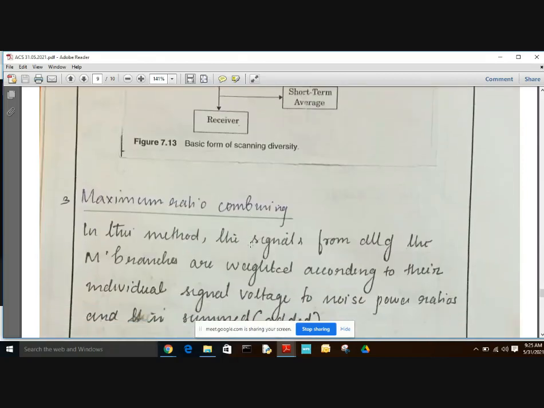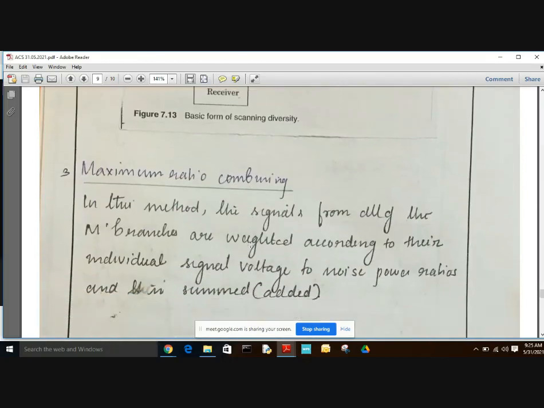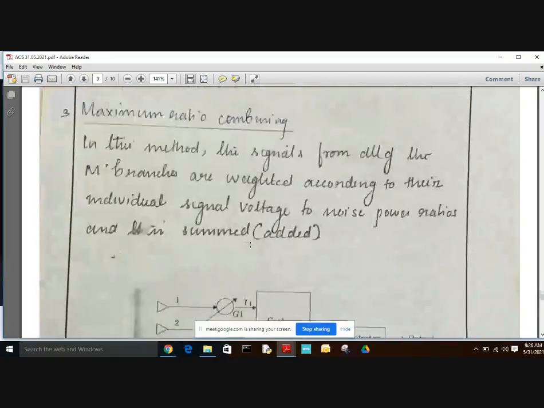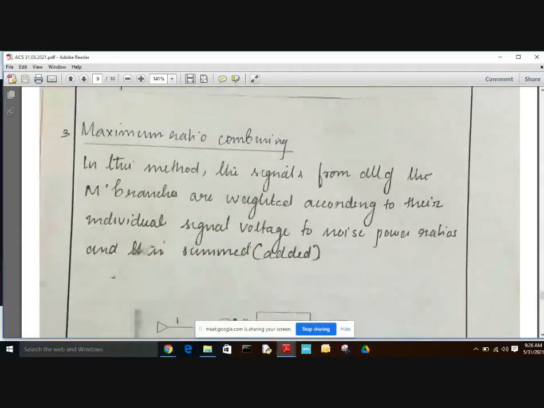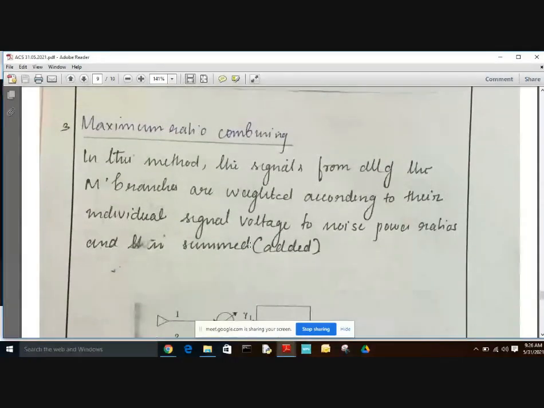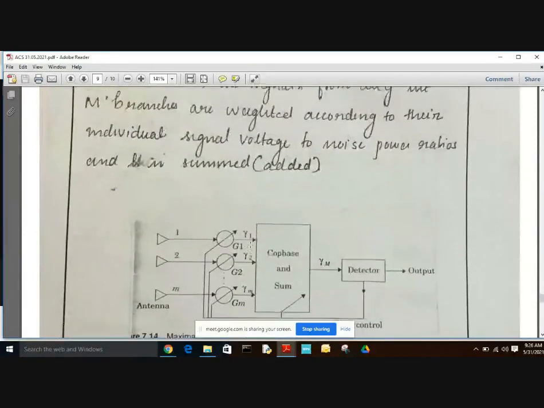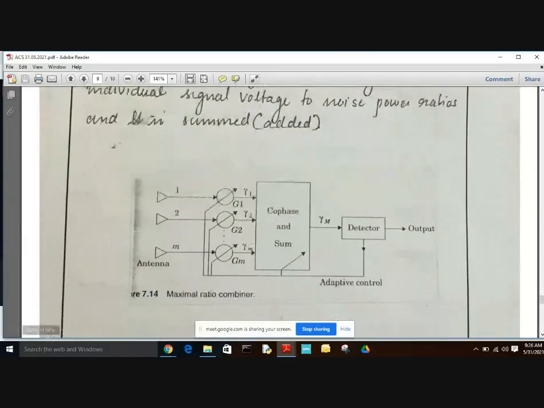So next is the maximum ratio combining diversity. In this method, the signals from all the M branches are weighted according to the individual signal voltage to noise ratio. In maximum ratio combining, we are weighting the M branch signals according to the individual signal to noise power ratio. So according to the signal voltage to noise power ratio, we give a weight to each M branch or M signal, and then it is summed and added.